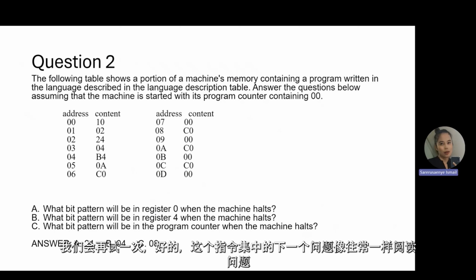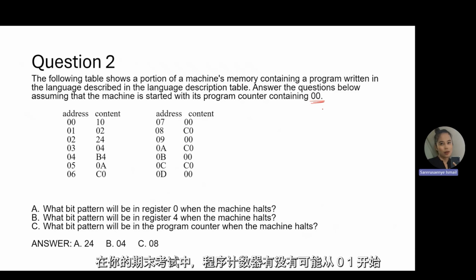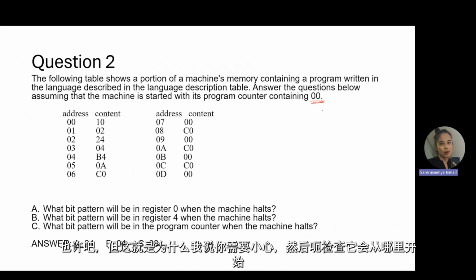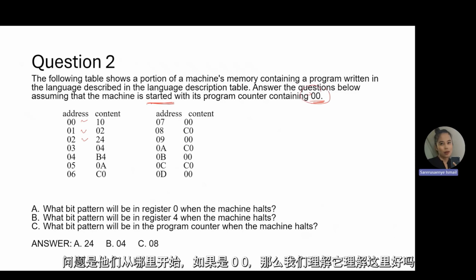As usual, read the questions slowly and carefully and see where they're going to begin. This question begins at 00. Is there any possibility in your final exam the program counter starts at 01? Maybe, but that's why I said you need to be careful and check where it's going to start. This program counter may start here, or maybe here. I do not know, but you can check on the question where they start. So if it's 00, we understand it's going to start here.